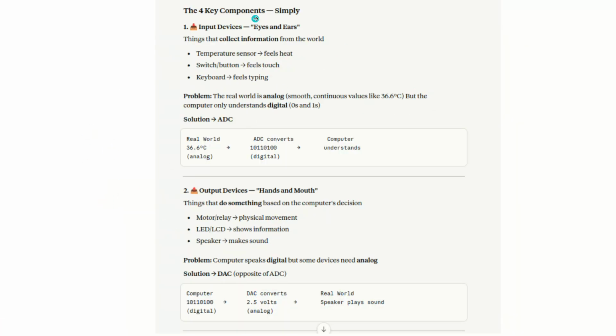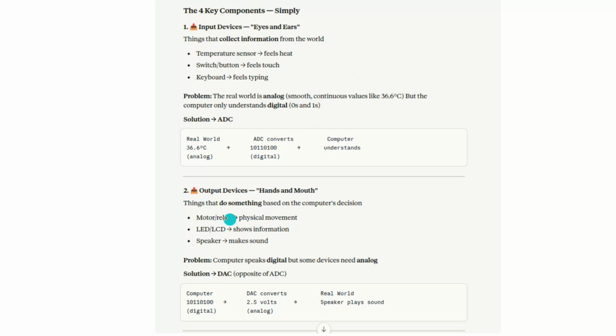That is input device. An input device collects information from the world, like a temperature sensor which feels the heat, the switch or button which feels the touch, the keyboard which feels typing. The problem here is that these are analog signals, and the computer can understand only digital signals. So the ADC would convert this analog to digital, so that the computer can understand. This we have understood about input devices: sensors, switches, keyboard.